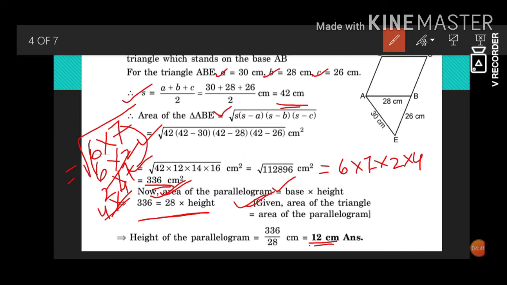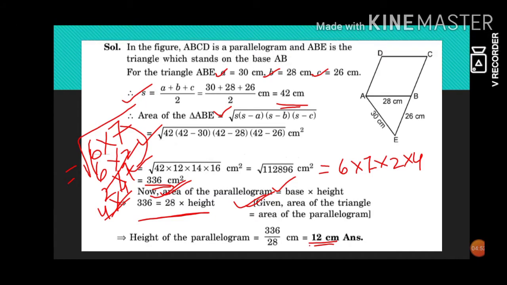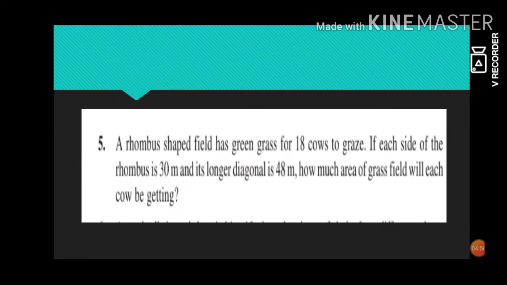So this is how sum number 4 is being completed. Now let us see how we will solve sum number 5. The question number 5 that is given in exercise 12.2 is: a rhombus shaped field has green grass for 18 cows to graze. If each side of the rhombus is 30 meter and its longer diagonal is 48 meter, how much area of grass field will each cow be getting?